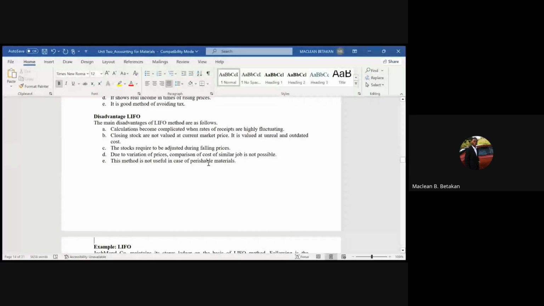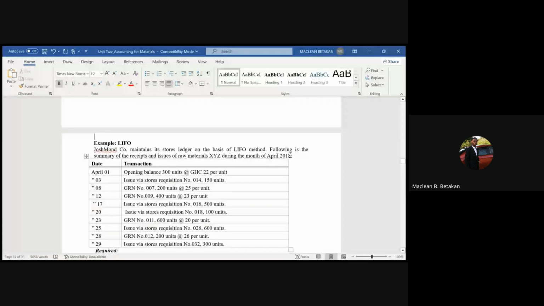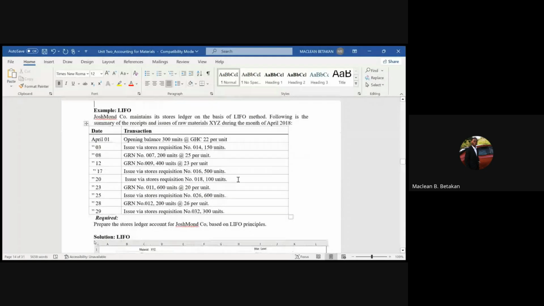Okay, so let's look at this example. Yes, somebody should read. I think it's the same question. So it's the same question we are going to use to prepare the LIFO method, right?